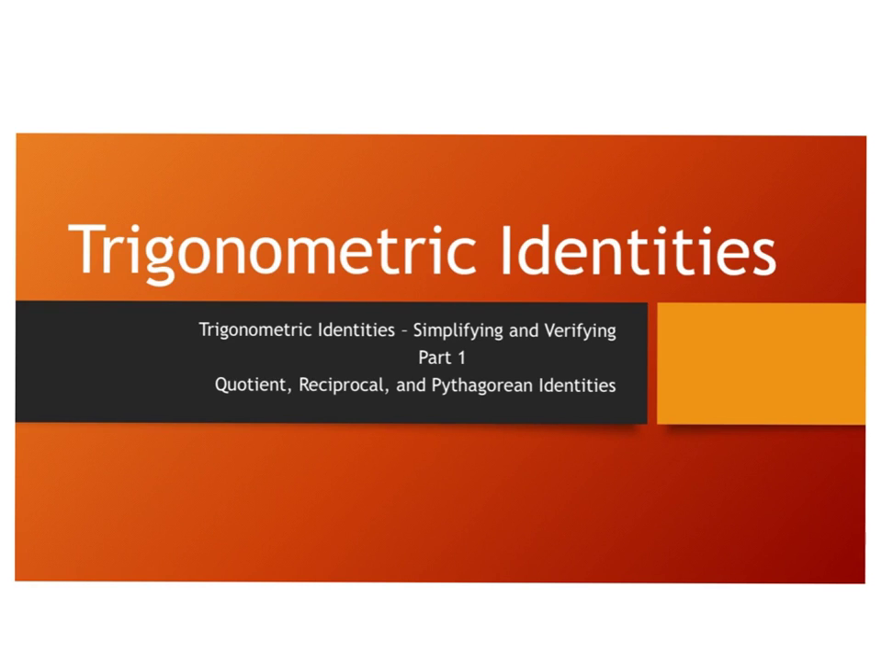Alright, so for today's notes, we're breaking it down into two parts. So we're going over trigonometric identities. The hard thing about this is you have to think really creatively because there's no right way to do it. It just depends on how you view the problem.